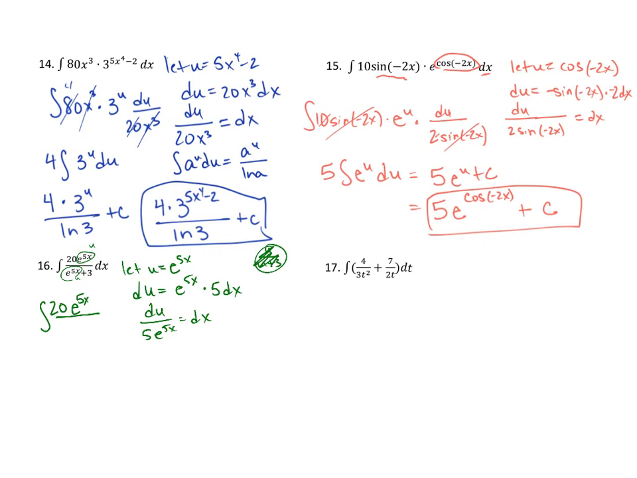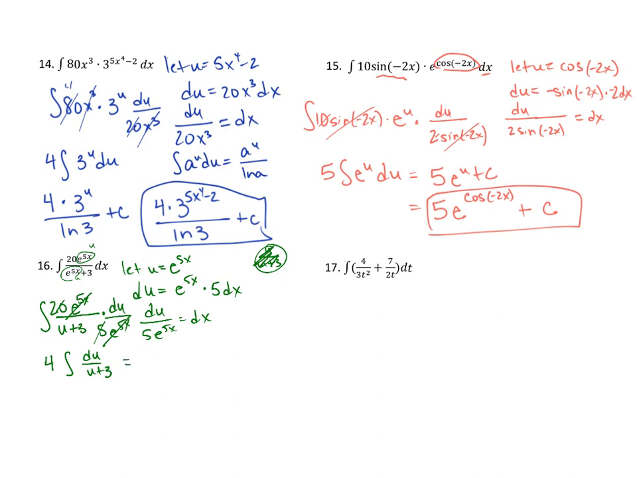So this will be u plus 3 times, now let's substitute in the dx, which is du over 5e to the 5x. And now what ends up happening is those will reduce out. This will reduce with that to make it a 4. So I end up with 4 times the integral of du over u plus 3. And that kind of worked out a little bit better for me.